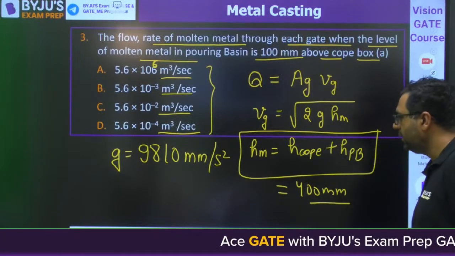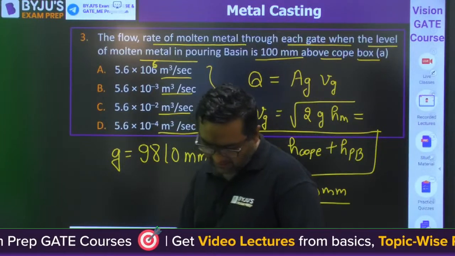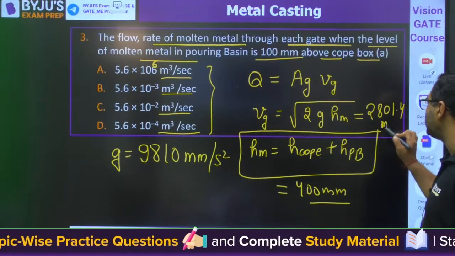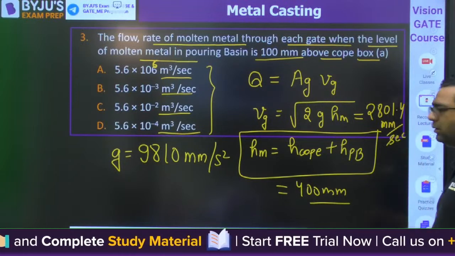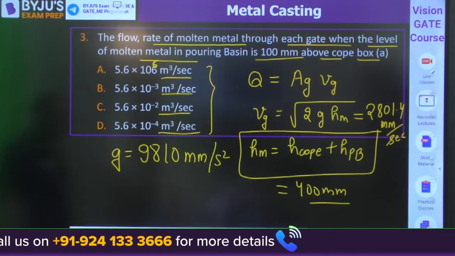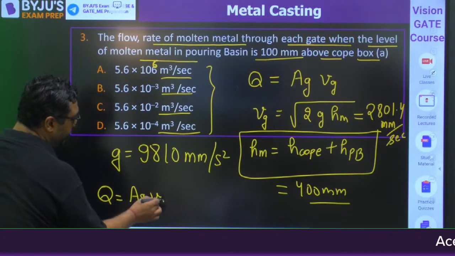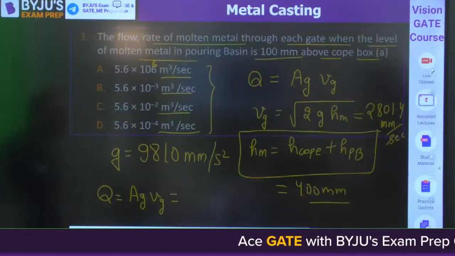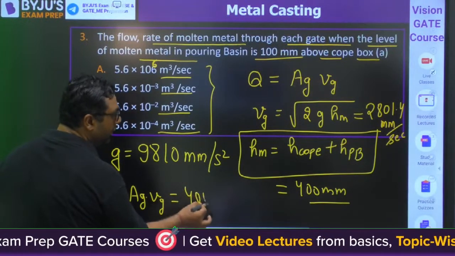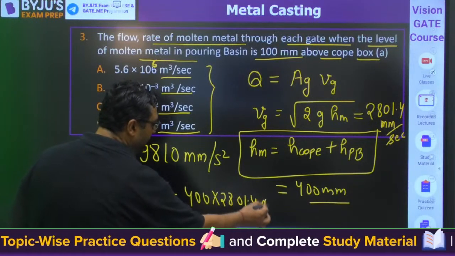Okay, what are you getting as Vg, can you tell me? Are we getting Vg as 2801.4 mm per second? If we are getting that, then you will be getting Q equal to Ag into Vg. Ag is 400, into that, and this will be in mm cube per second.